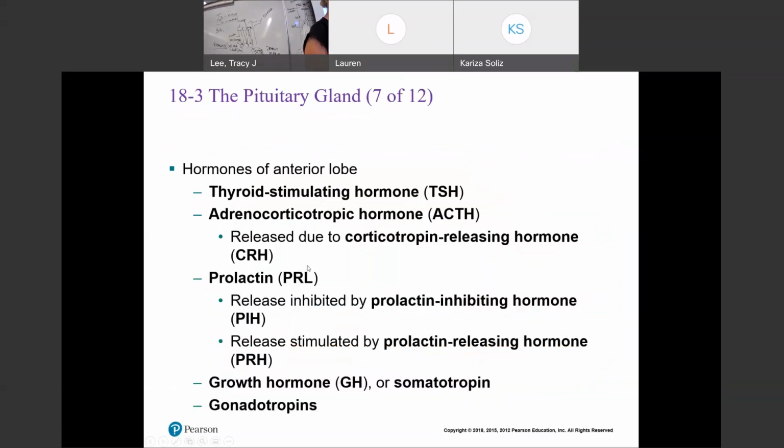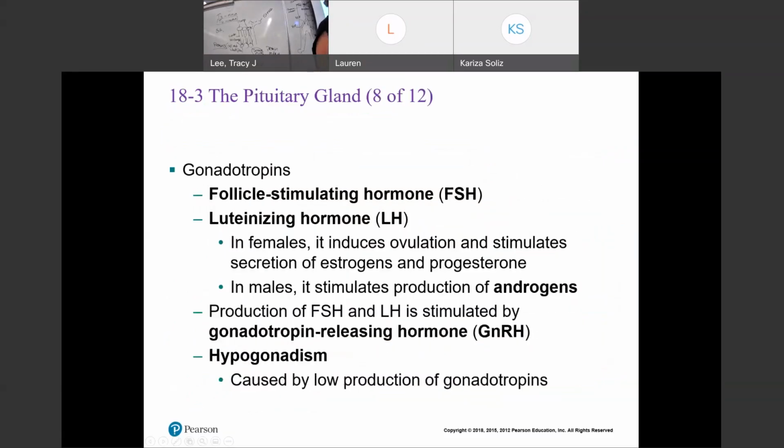Okay, so we're pretty familiar, you guys feel pretty good about the pituitary hormones that are secreted and what they do. So I'm going to skip through those.